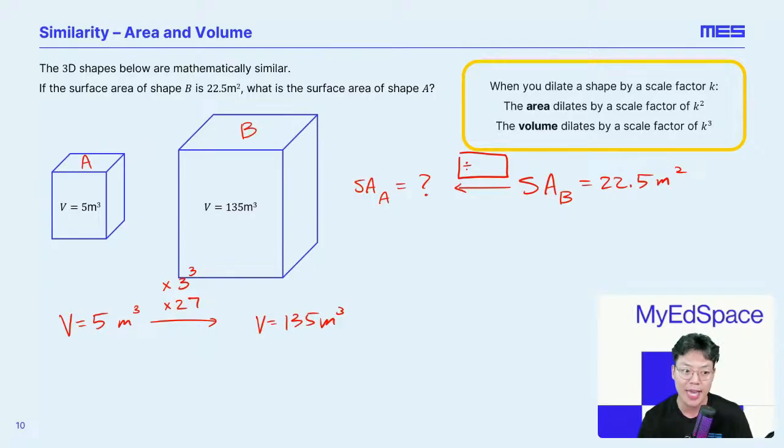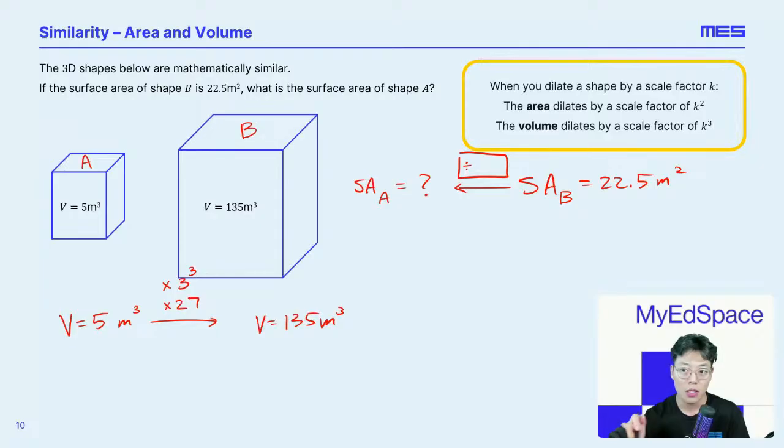What would we be dividing here? Or what would we be dividing by here? We multiplied by 27. We know we're working with 3 dimensions, so that's why we rewrote 27 as 3 cubed. Now we are working with surface areas. Area is 2-dimensional. We're no longer working in 3 dimensions. We are working in 2 dimensions.